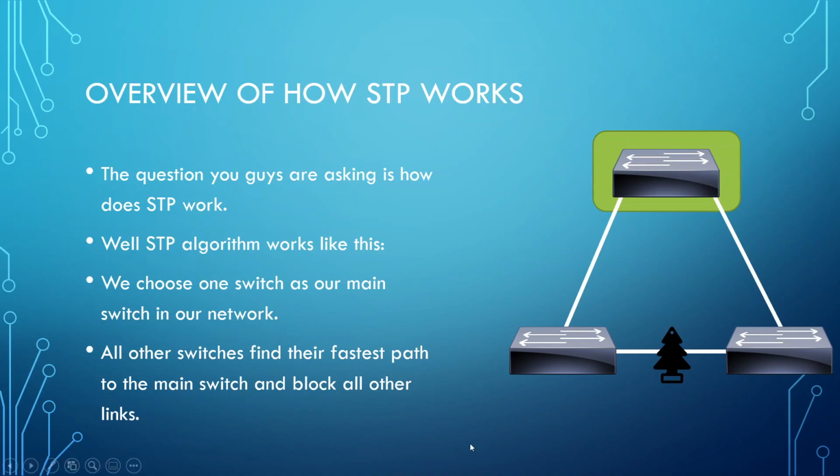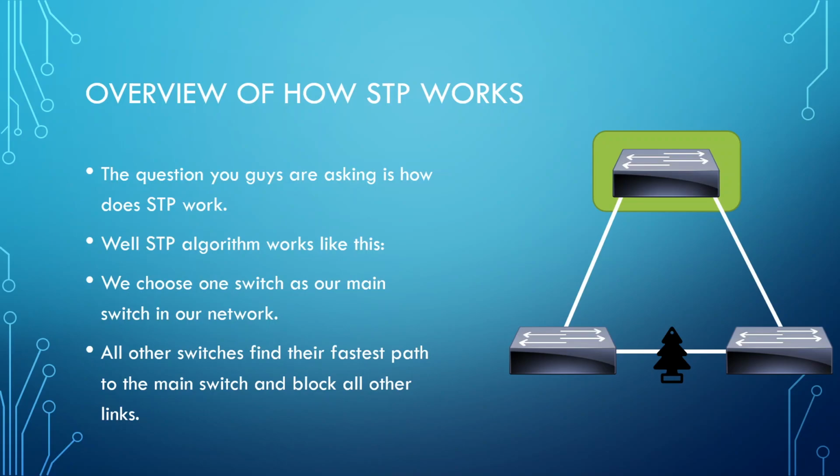It's literally that simple. So the algorithm as an outline: choose one switch as your main switch. They go through some sort of election process. We can actually influence the election process because obviously we don't want just any switch to become the main switch, because you have to remember that all traffic is going to flow through the main switch. So we want the most powerful switch in our network, the strongest switch, the one that's got the most bandwidth, the one that can switch packets and frames the fastest. We want that switch to be our main switch.